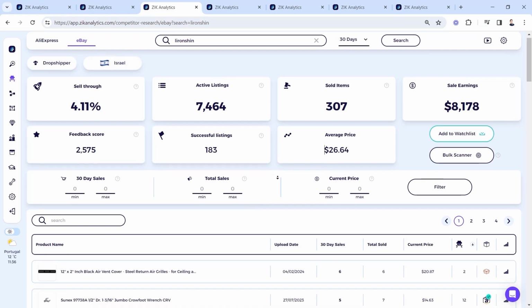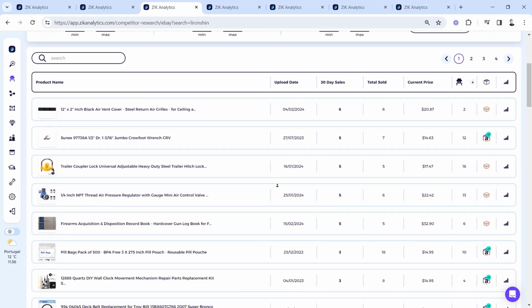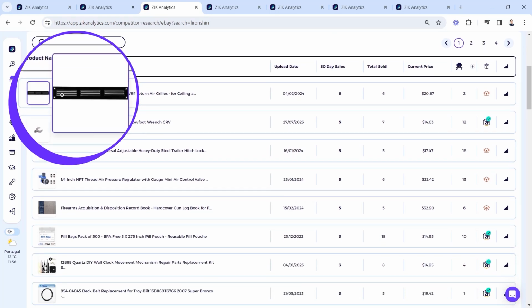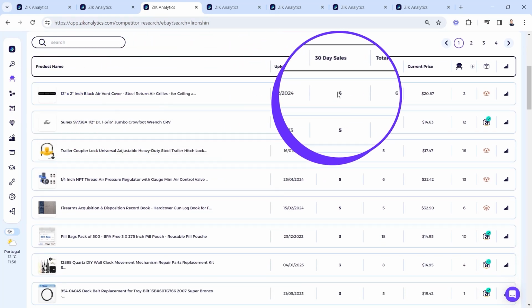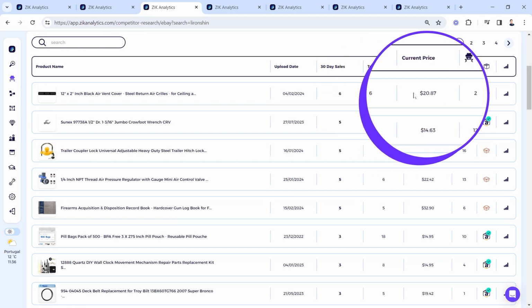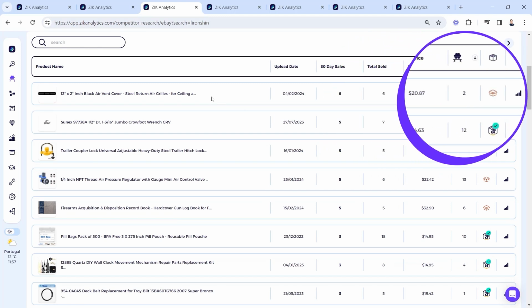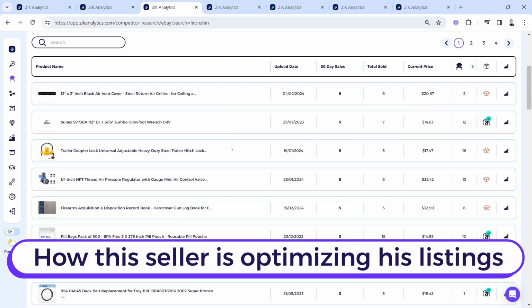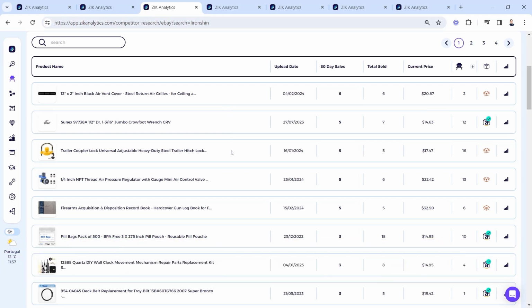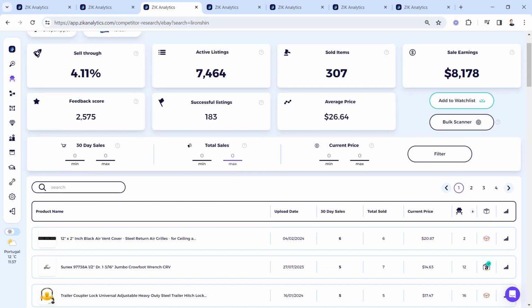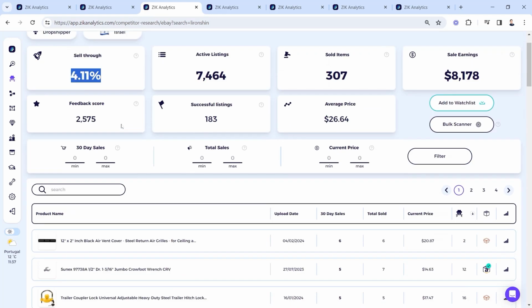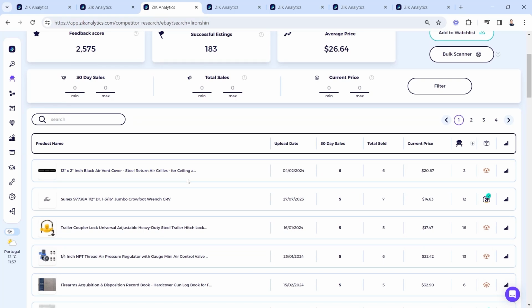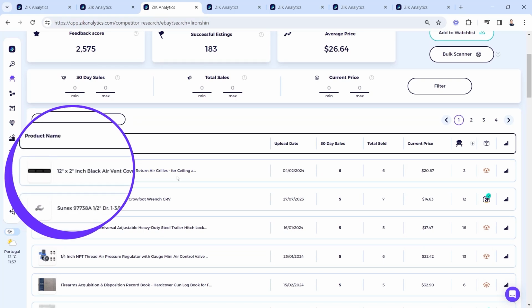Now, let's scroll down into the products. Here in the products, we can see the picture, the title, the upload date, the 30-day sales, the lifetime sales, the current price, and the competition. And the first thing we want to see and learn is how this seller is optimizing his listings. We can see here that this amount of active listings, the low sell-through rate, is supported by the optimization style. Because you see the guy does not optimize anything.